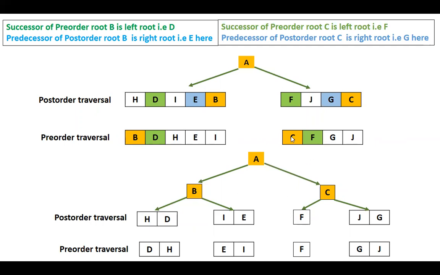Fine. Similarly, now for the right side, what we do? We go to post order traversal and you check the root's predecessor. Predecessor element is G, right? Now come back to pre-order from G till you go to the rightmost element. So G and J, right? So G and J will be the right subtree elements. Here you have J and G and here you have G and J. Fine, it's very simple. Now again, we'll be applying the same concept here.